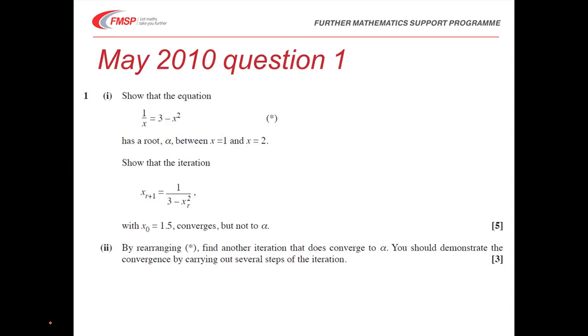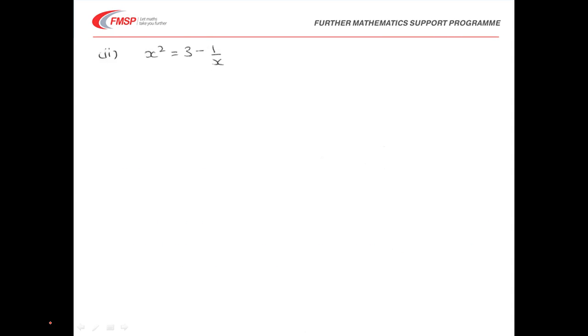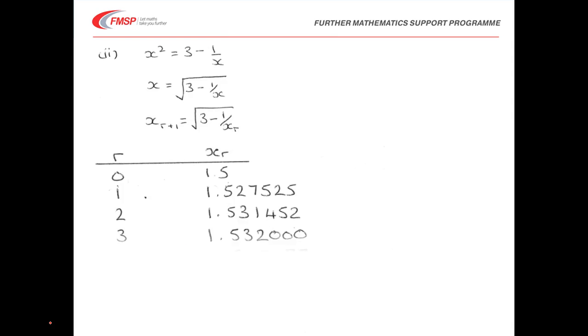Okay, the question then says rearrange that original equation to find another iteration that does converge to the root between 1 and 2. Now I'm going to show you one possible iteration that you could use, one possible way of rearranging the formula, but it's not the only one. I've rearranged it so I get x squared equals, and I've just taken the square root, which gives me that iteration formula. If I try that in my table by pressing 1.5 equals, then doing the square root of 3 minus 1 over answer, each time I press equals I get those values in the table, and you can see that it's converging to something between 1 and 2.